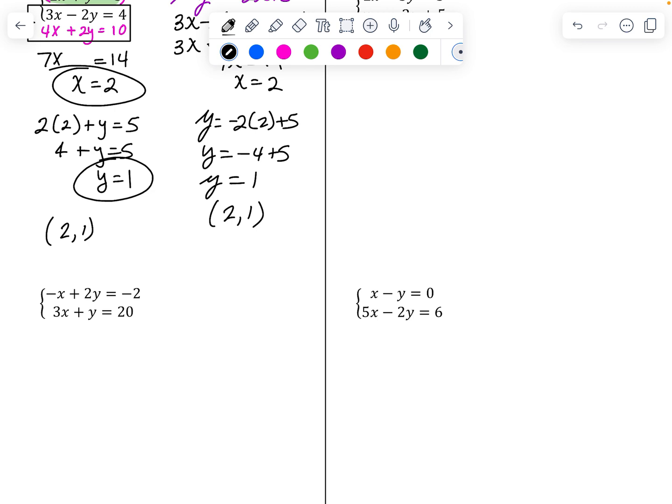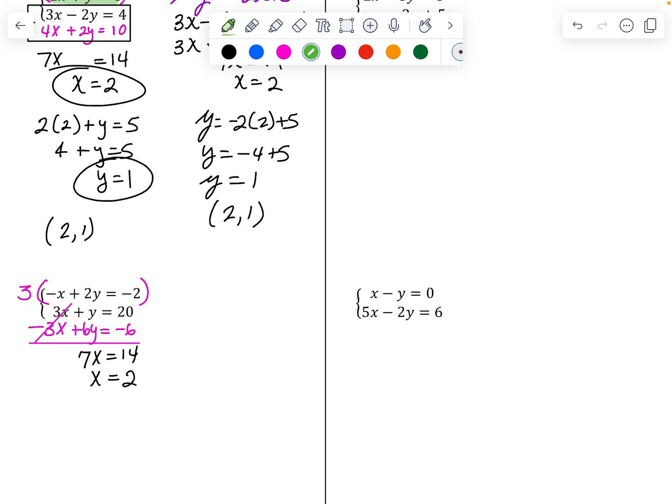I think on this one, I am going to multiply the first equation by 3. That's going to give me negative 3x plus 6y is equal to negative 6. The 3x's are opposites of each other. That gives me 7x equals 14. Again, x is equal to 2. That's a coincidence. That doesn't happen all the time.